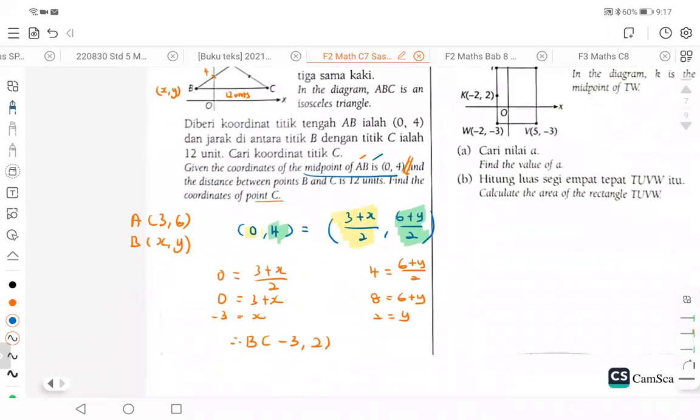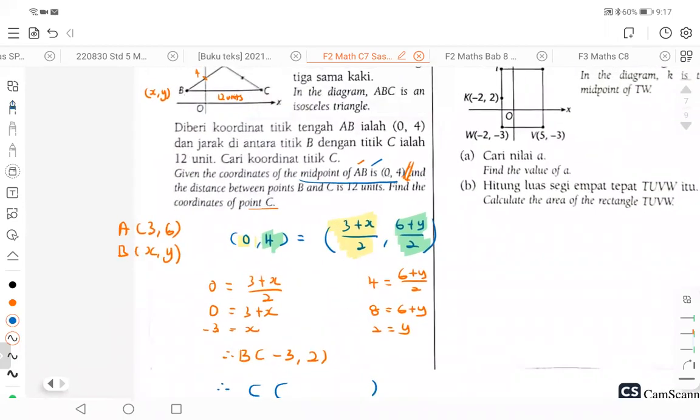So to find the coordinates of point C, also the coordinate of C. Here, now I change x, y to negative 3 and 2. So what is the coordinate of point C? C is on the right side of point B, 12 units away from point B.